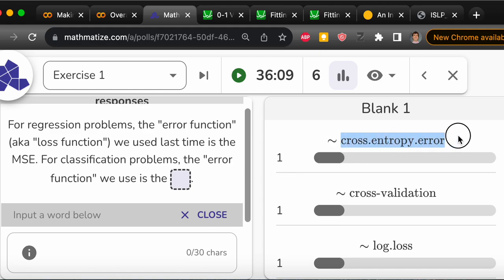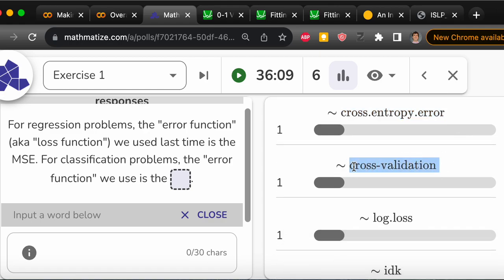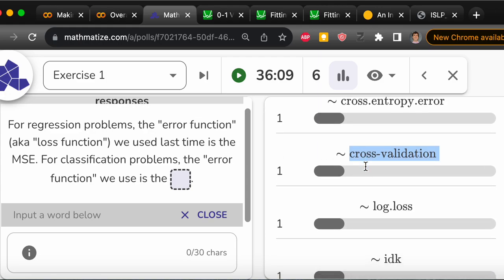So cross-entropy error is definitely related to classification. I'll talk about this one in a second. This is not what I was thinking of. Cross-validation is a way to measure the error, but what are you measuring? You can think of cross-validation like the toolbox you keep your meter stick in, but I'm asking you, what is the meter stick? How are you going to measure the actual difference? So cross-validation is related, but not what I want.